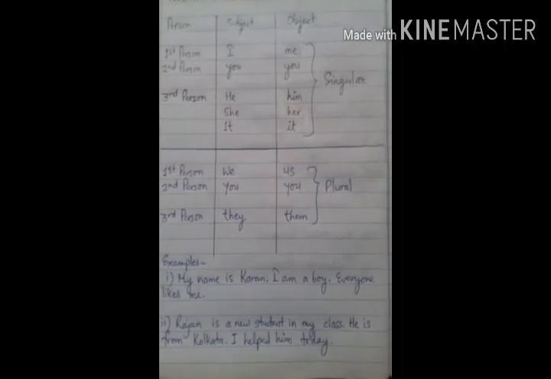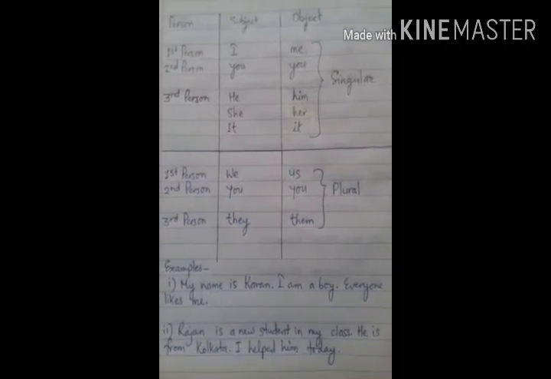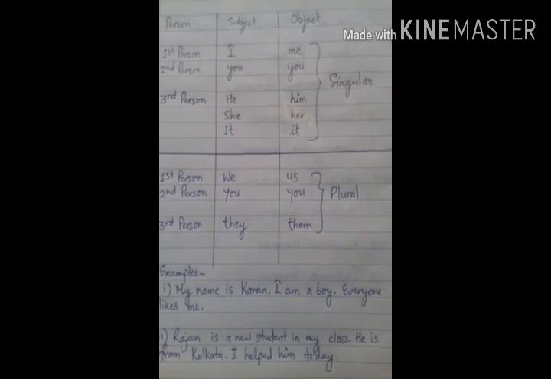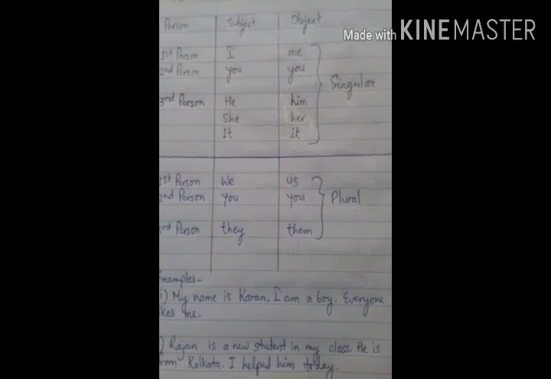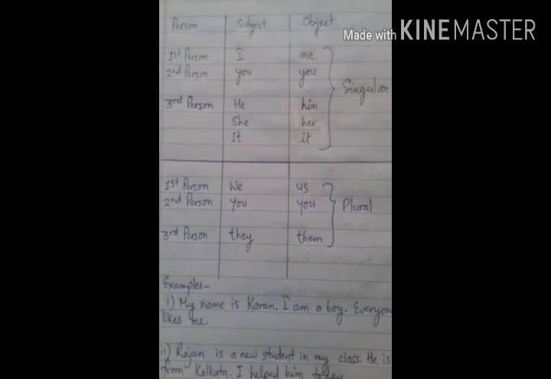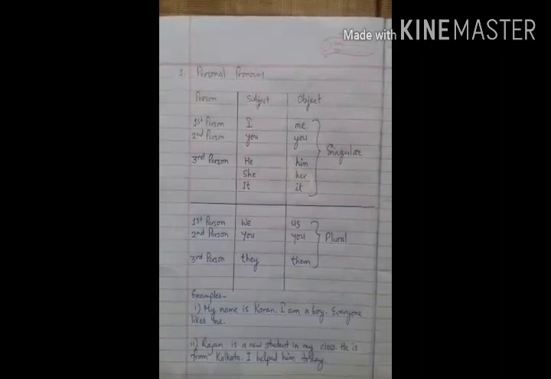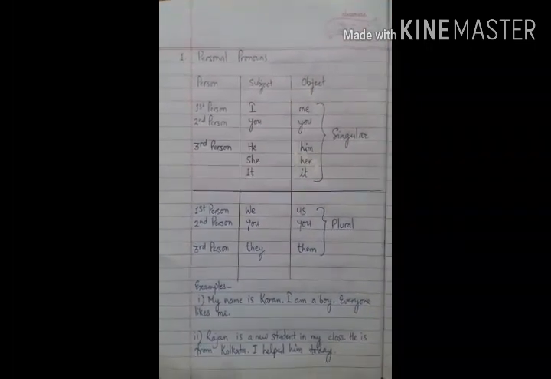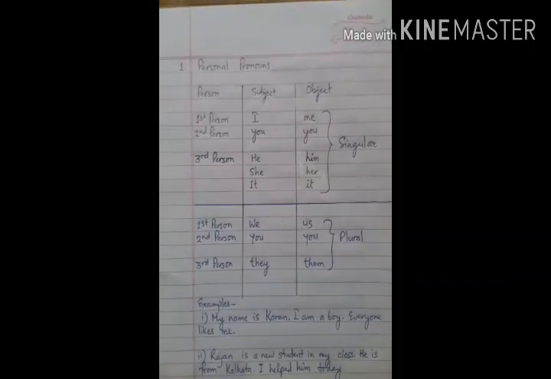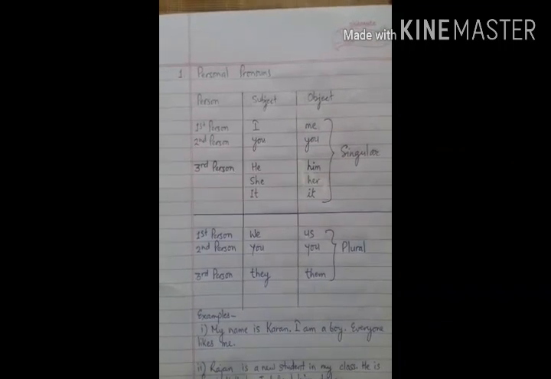Now come to the plural subjective and objective pronouns. I is the first person subjective pronoun, if I am speaking about myself only. But if I include myself with some other persons, then it becomes we. In the same way, I becomes me when we use I as an object, and we becomes us when we use we as an object.